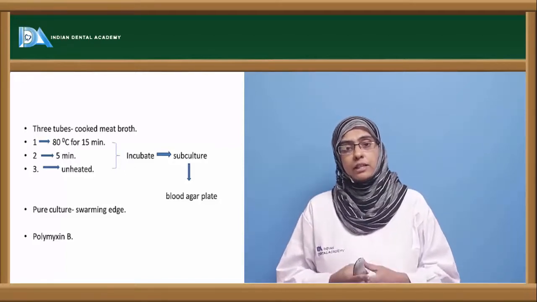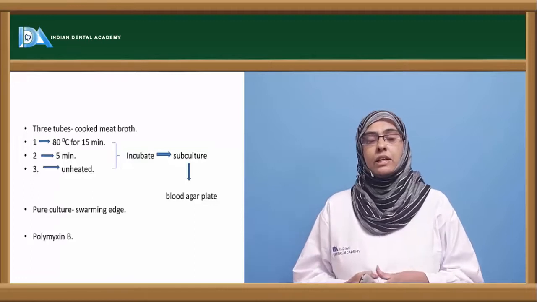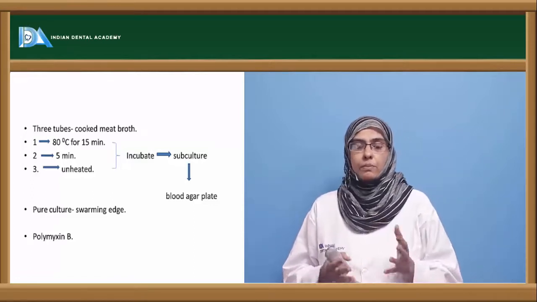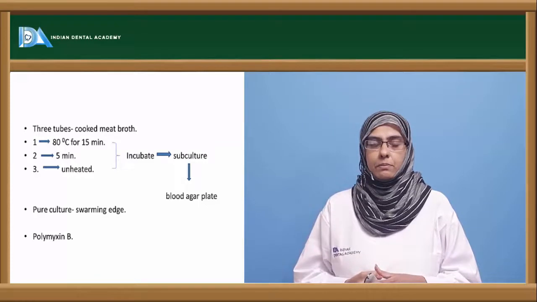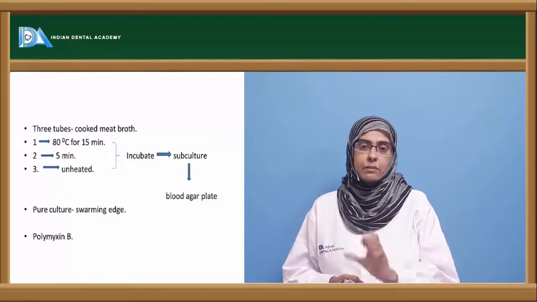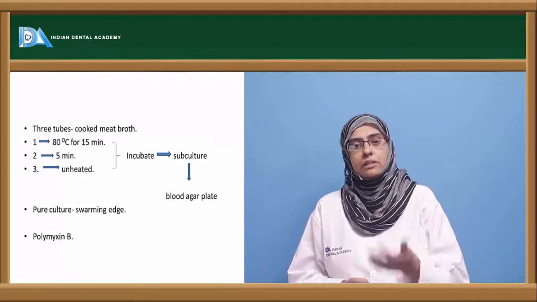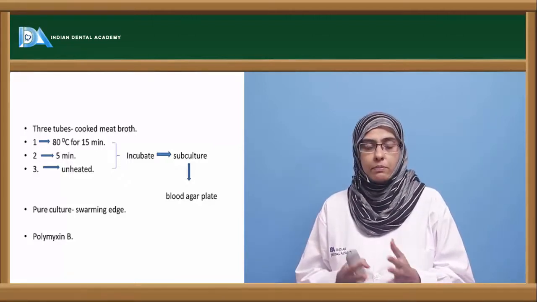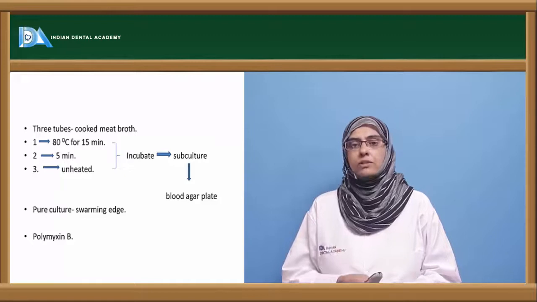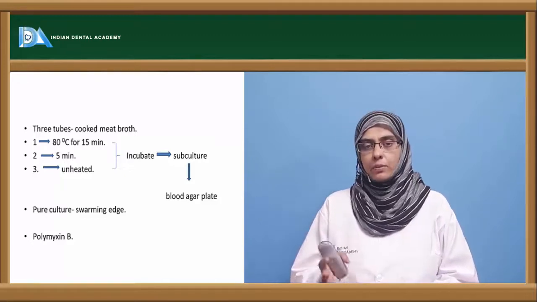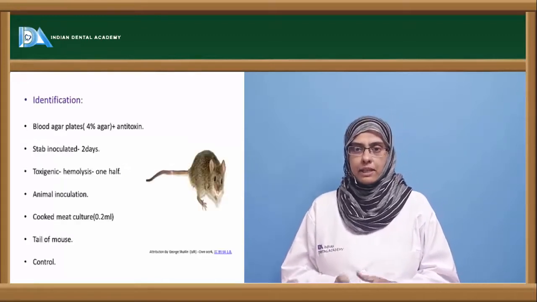In order to make the media a more selective one, you can prepare the media by using polymyxin B. Polymyxin B is an antibiotic that does not have an effect on Clostridium tetani, but inhibits the other groups of organisms. So it makes the media a selective one to isolate and identify only the pure culture of Clostridium tetani.